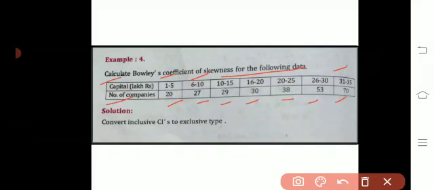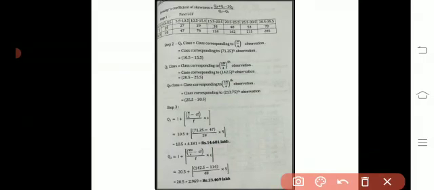Now to solve this example, first we have to convert inclusive class intervals into exclusive type. You can observe that the given class intervals are of inclusive type. To convert them into exclusive classes, we need to find the correction factor. We know that the correction factor is the lower limit of a class minus the upper limit of the previous class, divided by 2. We subtract the correction factor from all lower limits and add it to all upper limits. So we will get these class intervals, then frequencies and LCF, that is less than cumulative frequencies.